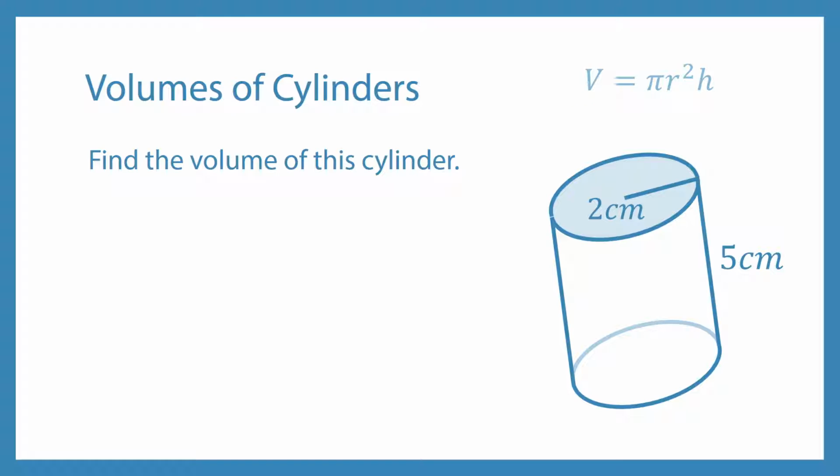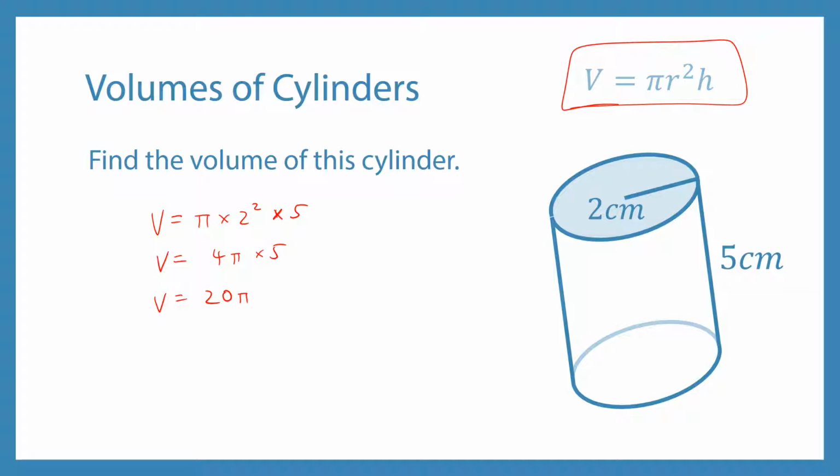So we can now use our formula to find the volume of this cylinder. We just substitute in our values. Volume equals pi times 2 squared times 5. So we get 4 pi times 5, which equals 20 pi, which is the exact value. If we put it to 2 decimal places, we get 62.83 cubic centimeters.